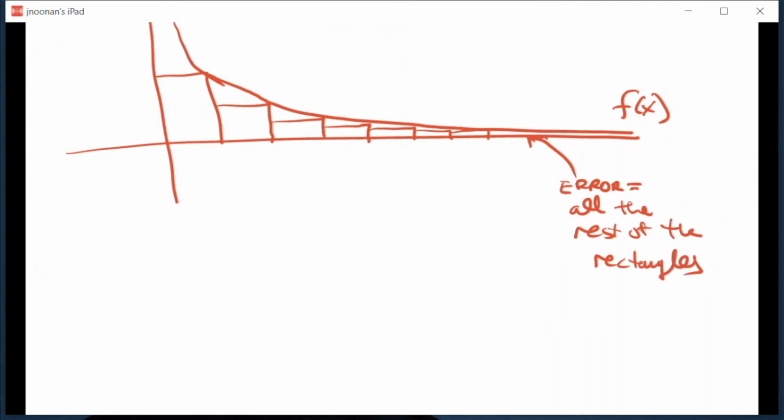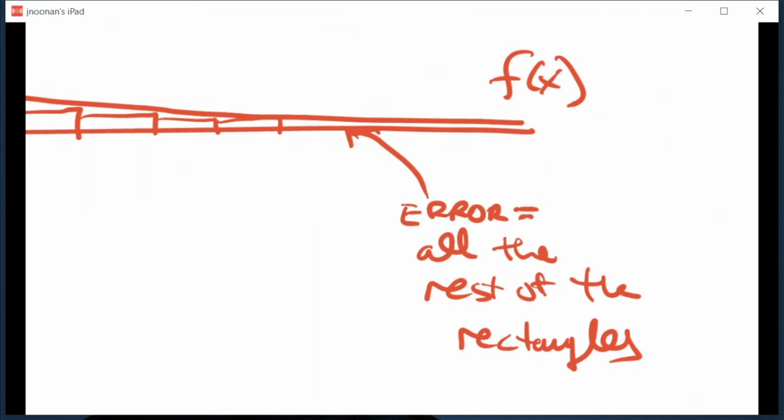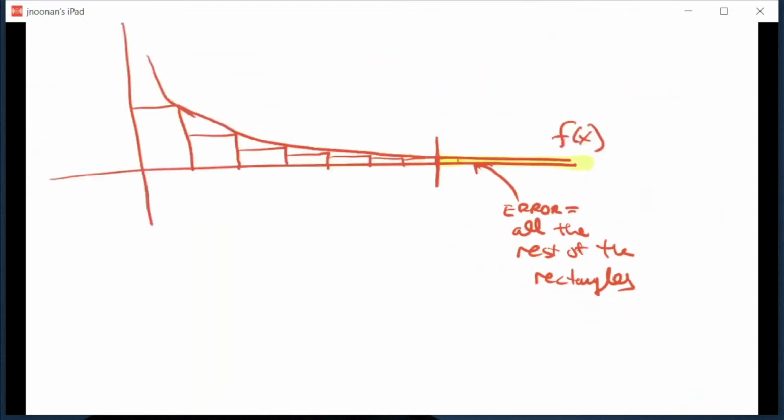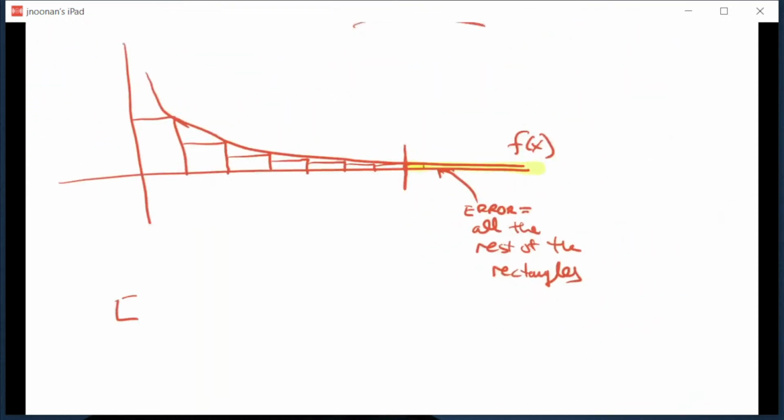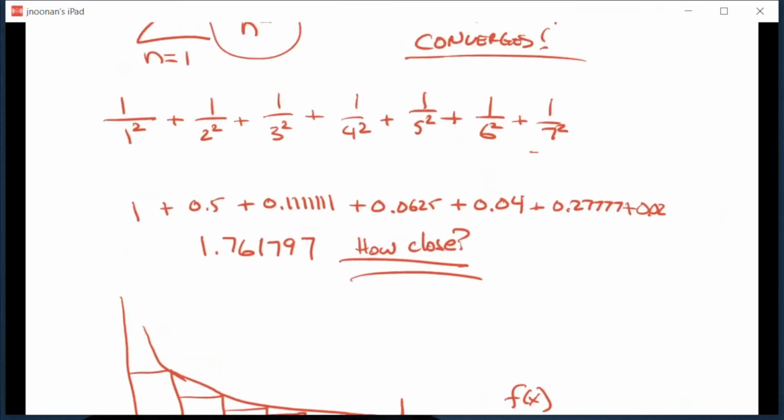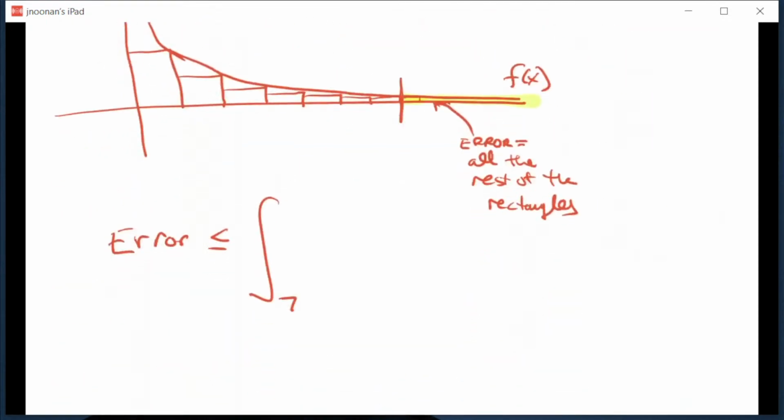Well, it turns out that all the rest of the rectangles, which I don't want to have to draw in here, so we're stopping here, anyway, all of those rectangles are smaller than the area there. So to estimate the error, how much error is there? Well, the error is going to be smaller than or equal to all of the rest of the rectangles, which is the integral from wherever we stopped. In this case, we stopped at 7. It's the integral from 7 to infinity of this thing.